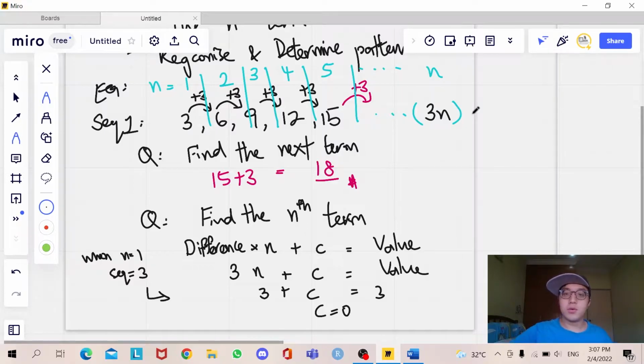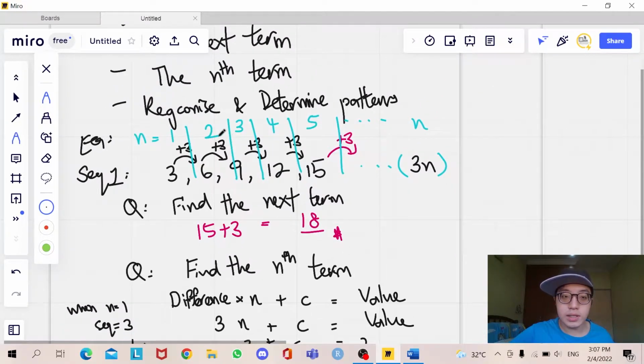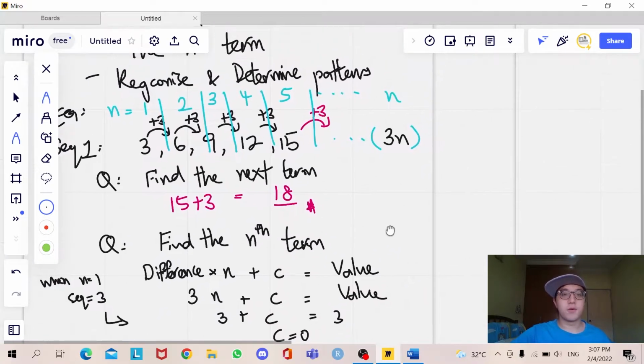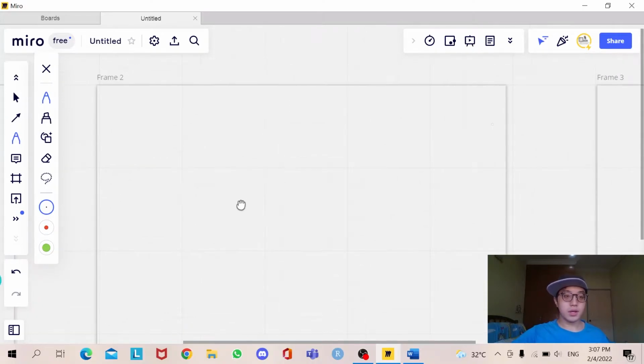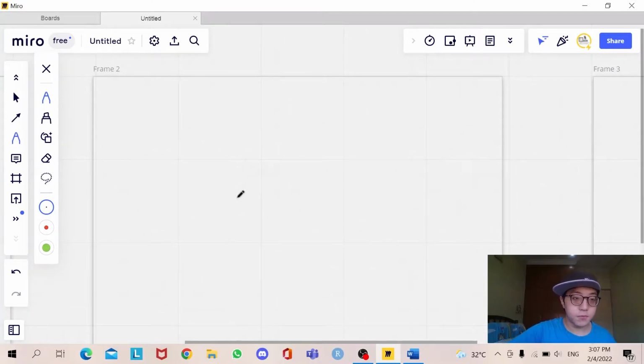If you are to check this, when n equals 2, 3 times 2 equals 6, and when n equals 3, 3 times 3 equals 9. So this is how you find the nth term for a pattern. From here, I am going to talk about the difference between different nth terms. We have a linear sequence and a quadratic sequence.